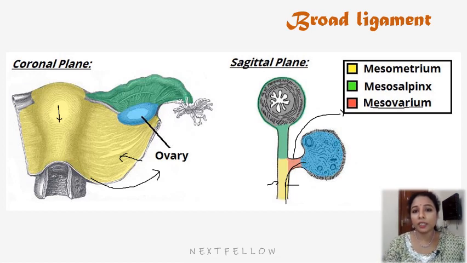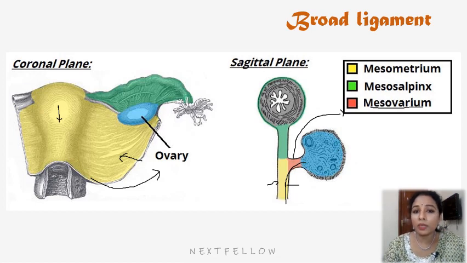So the posterior layer curves from the isthmus. If you see this broad ligament, posteriorly after covering the body of the uterus, at the isthmus it curves and reflects over the rectum to form the rectouterine fold or rectouterine pouch. And the meso-ovarian connects to the posterior layer of the broad ligament. You can see the meso-ovarian. As I said earlier, the posterior layer of the broad ligament continues to form the meso-ovarian.